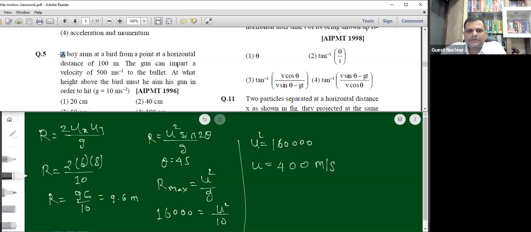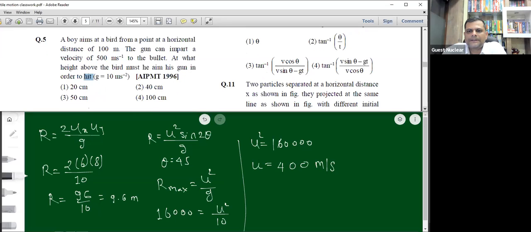Do the fifth question, look at it once properly. A boy aims at the bird from a point at a horizontal distance of 100 meter. The gun can impart a velocity of 500 meter per second. At what height above the bird must he aim his gun in order to hit it? Did everyone understand the meaning of the question properly?